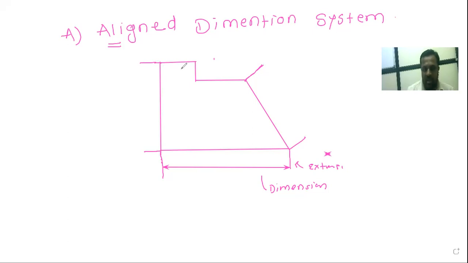Okay, also we have to show the dimension to this part. Right now I will take the dimension. This is called the dimension line. Now we have to take the dimension line, and see, this is called a dimension line, and at the end of this dimension line we have to draw the arrow. We have to draw the arrow. Okay, here.